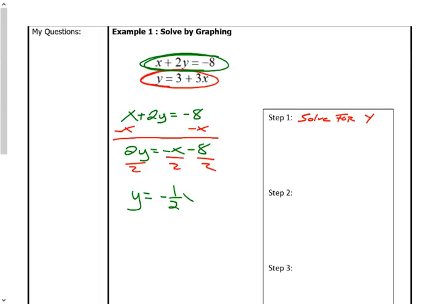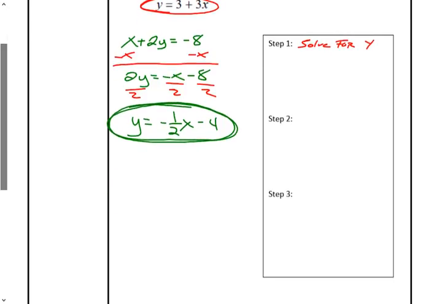Make sure our slope is a fraction. And there we go. Now, what I end up with here is two equations, y1 and y2. And what we're going to do in step 2 is graph that.